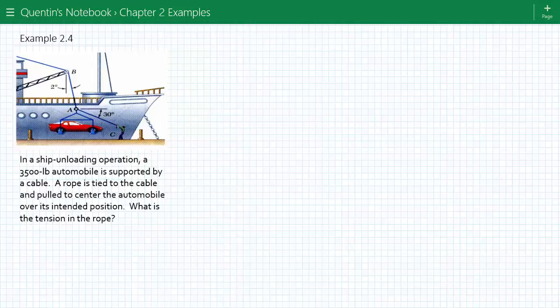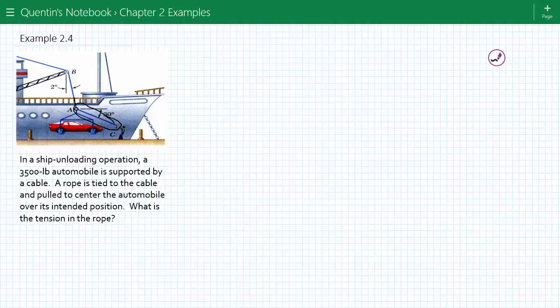Okay, let's look at example 2.4. In this example, you have a car being unloaded from a boat or ship, whatever you call it, and a person pulling on this rope to move the car just a little bit, and it produces an angle. So we are supposed to find out what is the tension in this here rope.